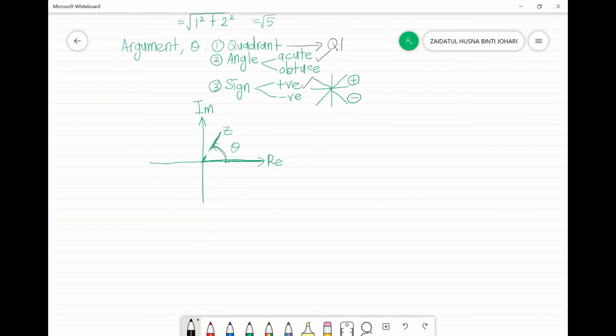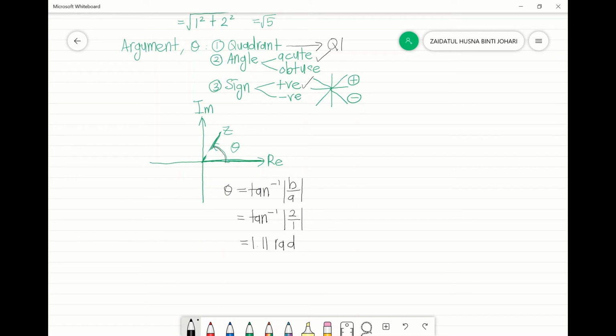Alright, so how can we find our theta? Theta is equal to inverse tangent of b over a. We have b just now, the imaginary part, which is 2, divided by a, the value of a, which is 1. You just press the calculator, and make sure you set your calculator to radian mode first. So inverse tangent of 2 will give you 1.11 radian.